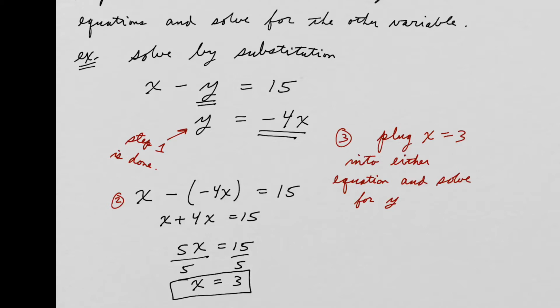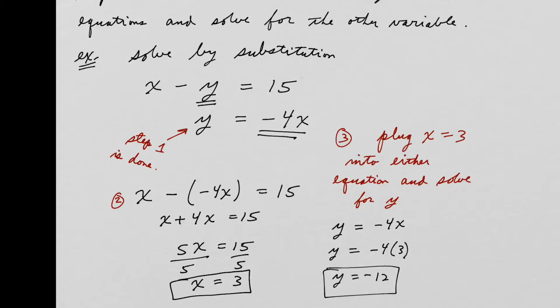So it's going to be much easier to use the second one, right? Because the second one says y equals negative 4x. So now, where I have an x, I'll plug in my 3. And if I work it out, well, what's negative 4 times positive 3? That's negative 12. So I get y is equal to negative 12. So that's my solution. x equals 3, y equals negative 12.